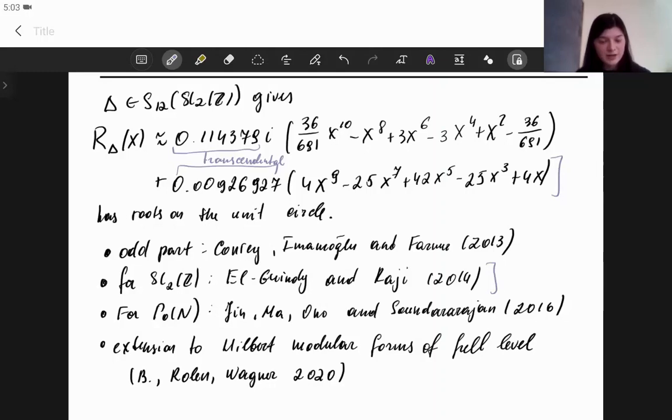Jin, Ma, Ono, and Soundararajan extended that for when gamma is equal to gamma_0(N). Then the roots don't lie on the unit circle, but they lie on a circle centered at the origin. And we also extended, with Larry Rolen and Ian Wagner, to Hilbert modular forms of full level, and we proved that the roots also lie on the unit circle in that case.